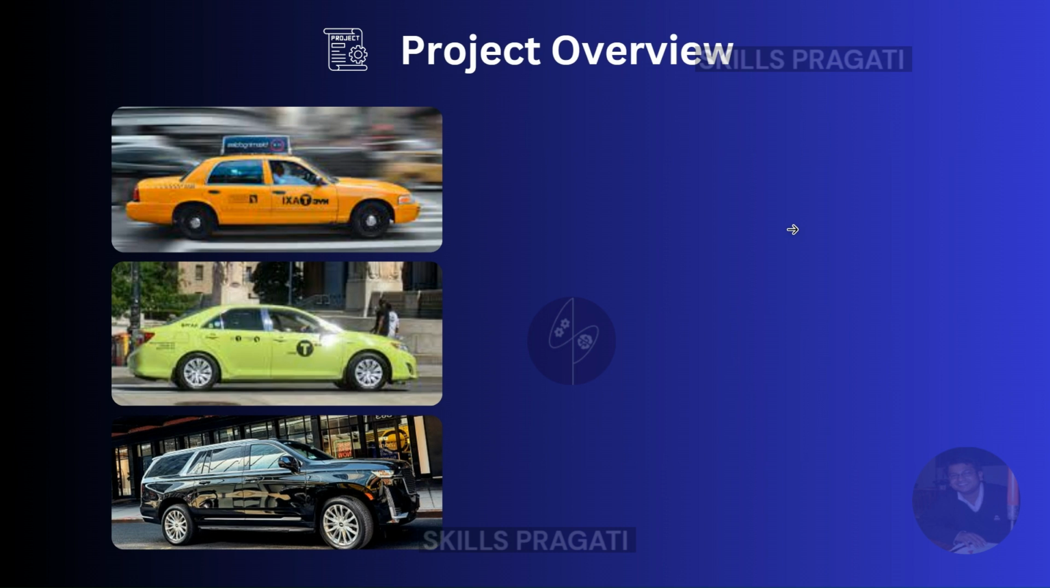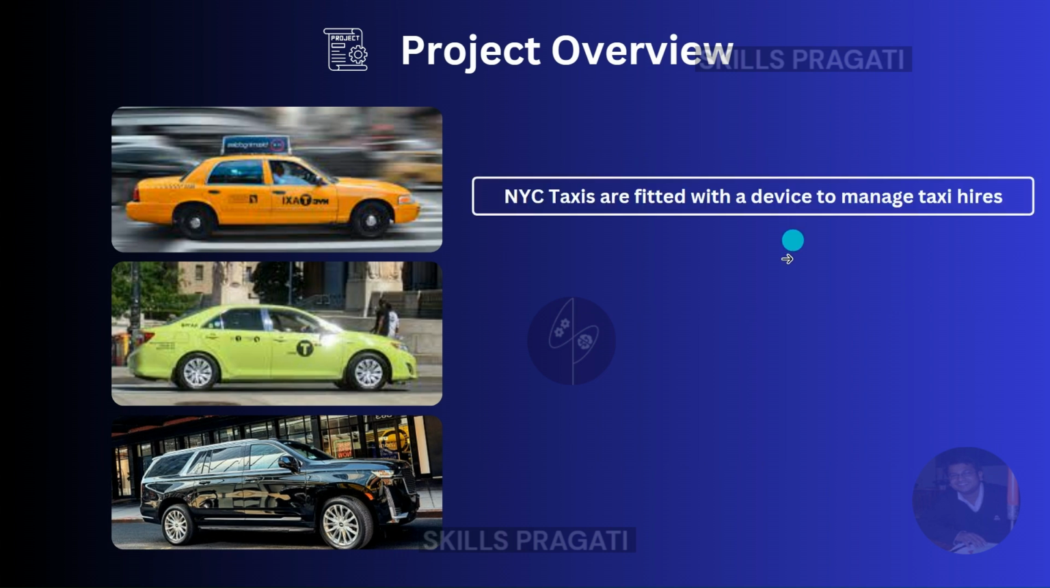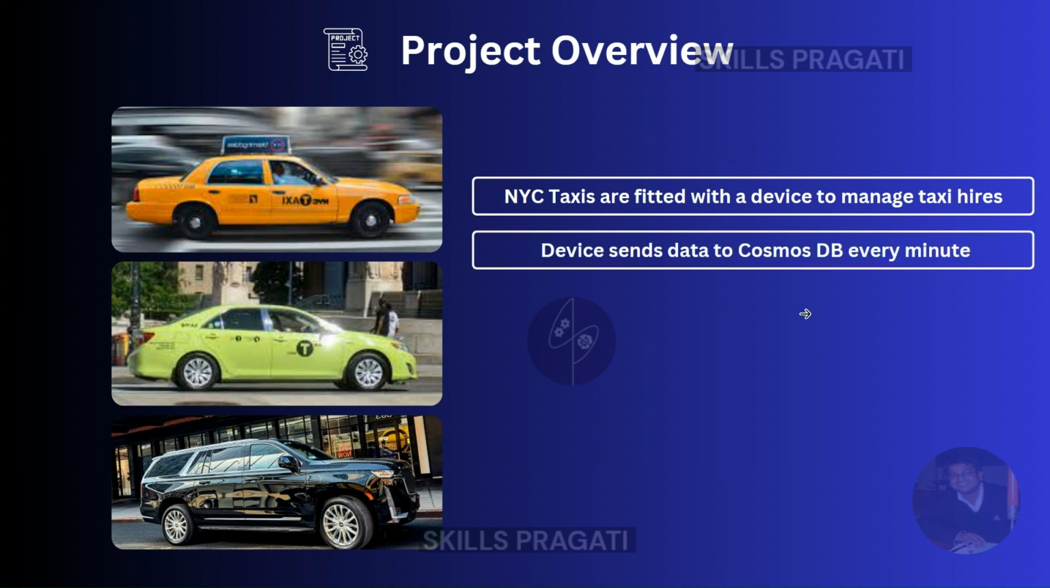Let's assume that every taxi is fitted with a device which the taxi drivers use to manage the hires and communicate with the centralized systems and support teams. This could be accepting new hires, taking payments, etc. For the purposes of this project, we are going to be working on an event data called heartbeat. This kind of data is quite common with IoT devices. Let's assume that our devices send this heartbeat data every minute to the centralized system.